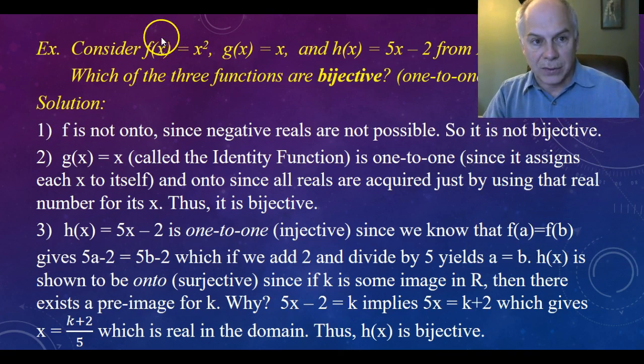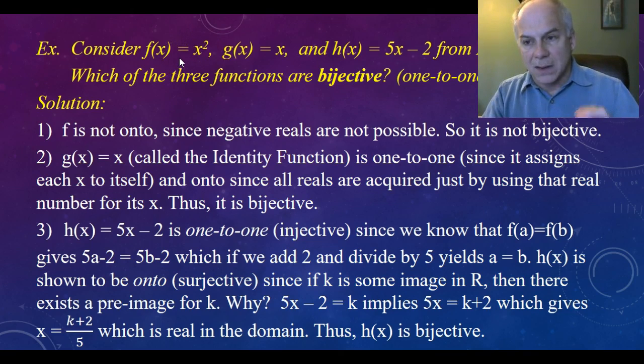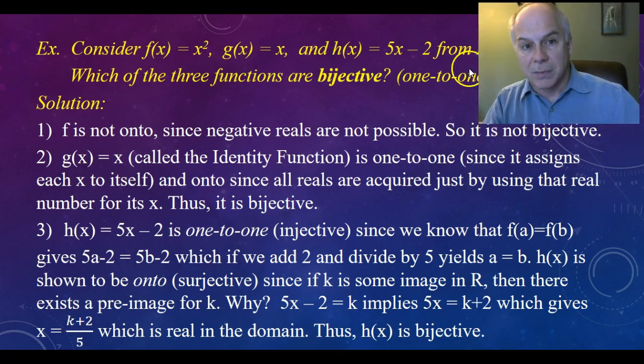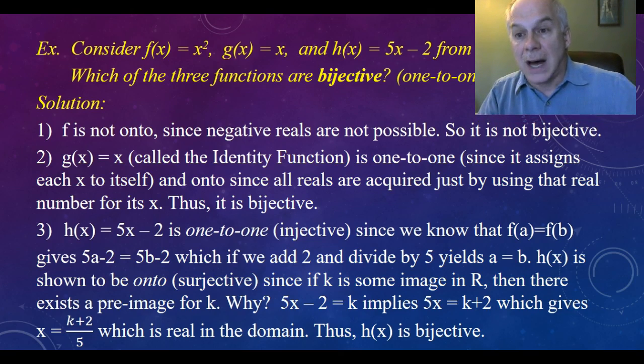So in the first case of f of x equaling x squared, we already talked about this. This is not onto because you can't get the negative values, so it's not going to use up all the real numbers. Remember, this has to be a function defined from R to R, the real numbers to the real numbers. So because when you square something, you can't get a negative, all the negative numbers are not in the range, so it's not onto, and so it's not bijective.